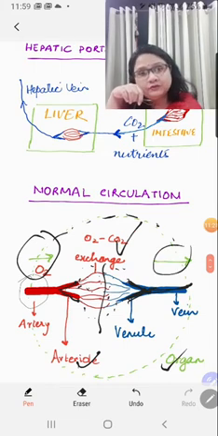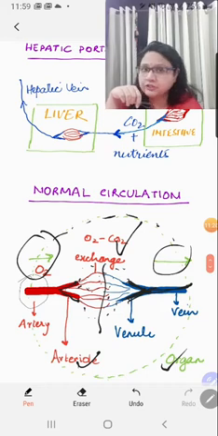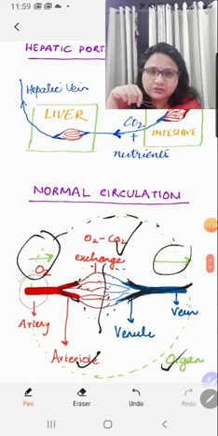But now you have to compare. There are certain exceptions in your body which are very, very important to be understood here, children.